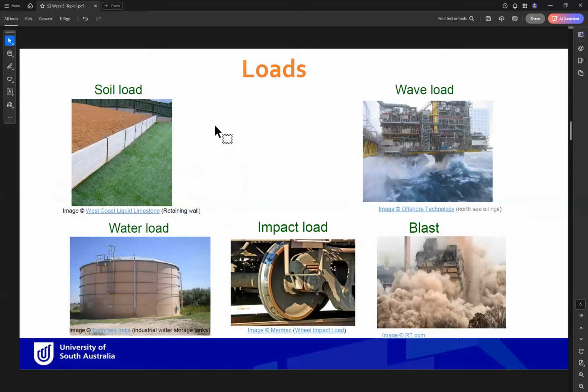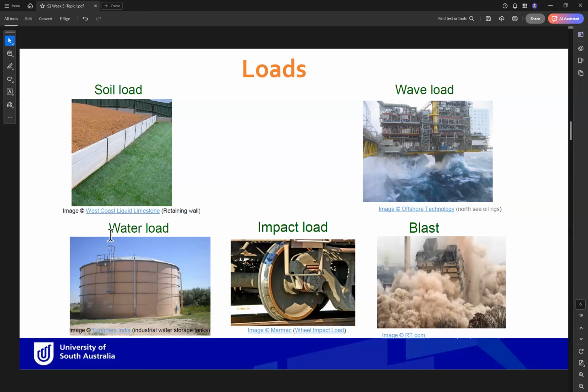Some other loads that you can have a look at, but we are not using in our course, are the soil load or the lateral soil pressure, like on this retaining wall, where we have some fill here. Another one is wave loads. This is some offshore oil platform. So one of the loads applicable on this structure is wave load.